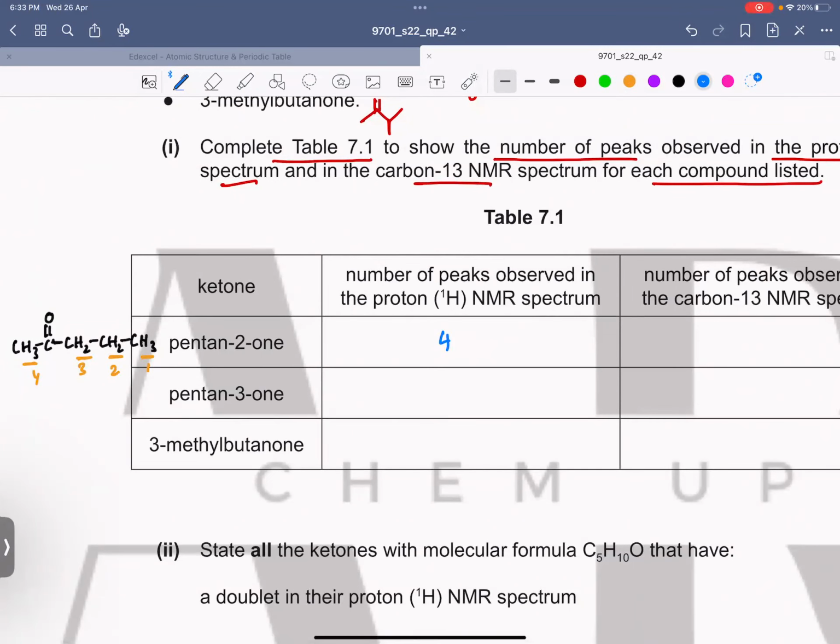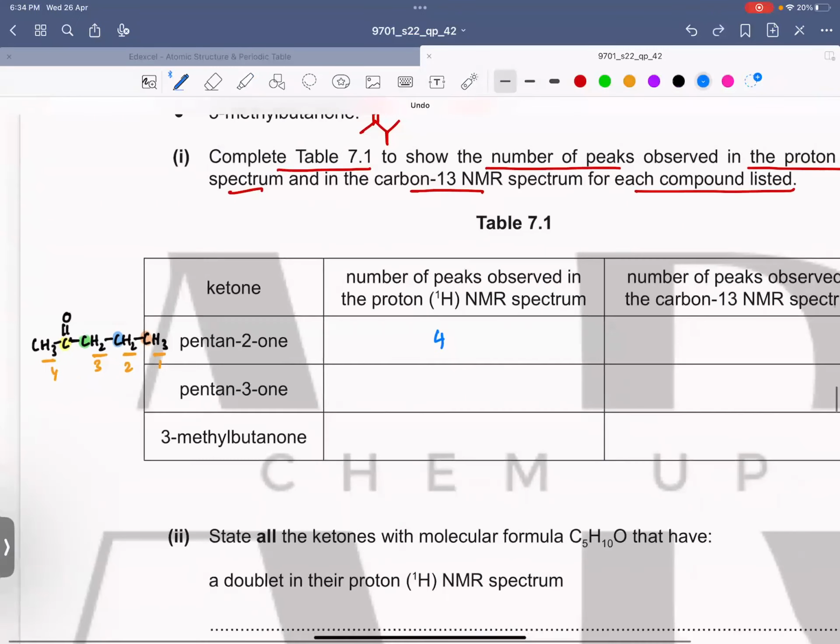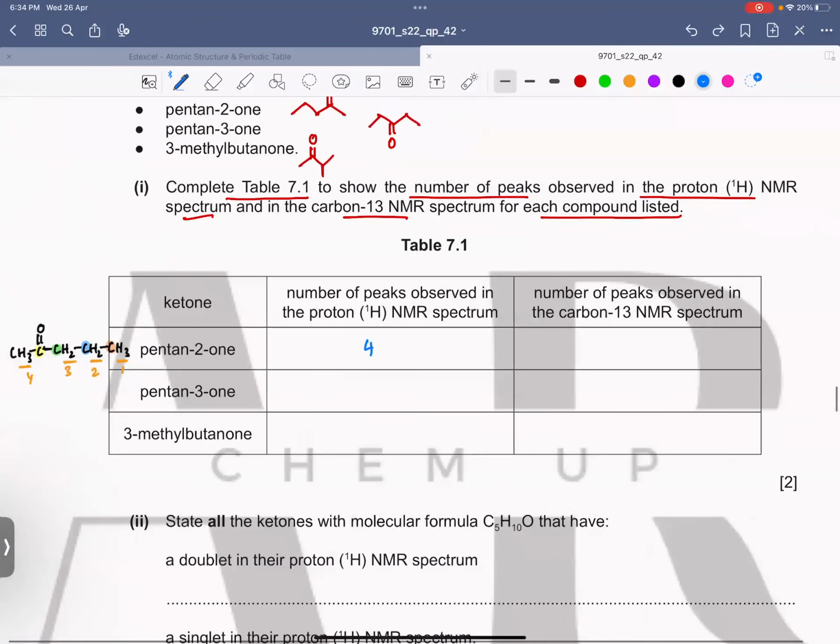Now, if you look at the carbon, this carbon differs from this one. This carbon is also different. This carbon is also different. And this carbon is also different. So we are getting 5 different carbons with respect to their chemical environment. So we are going to get 5 signals over here.